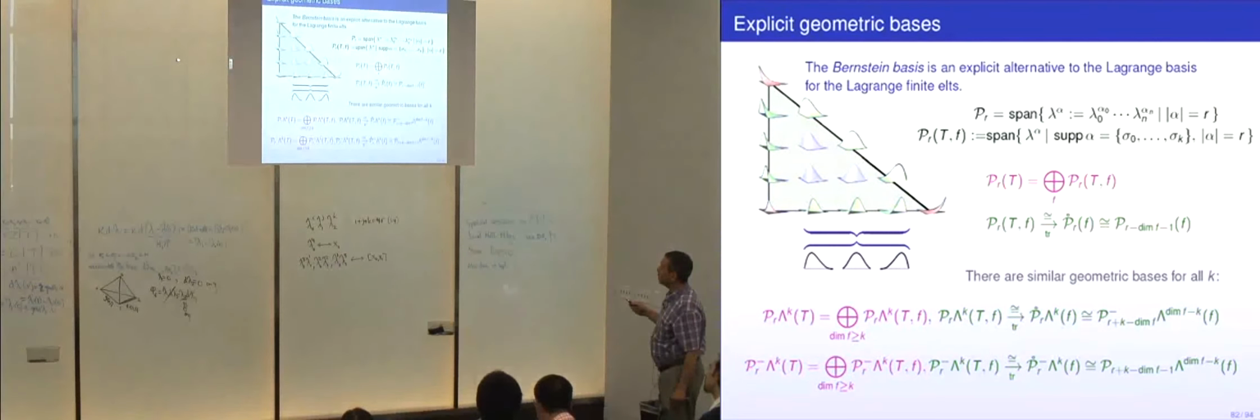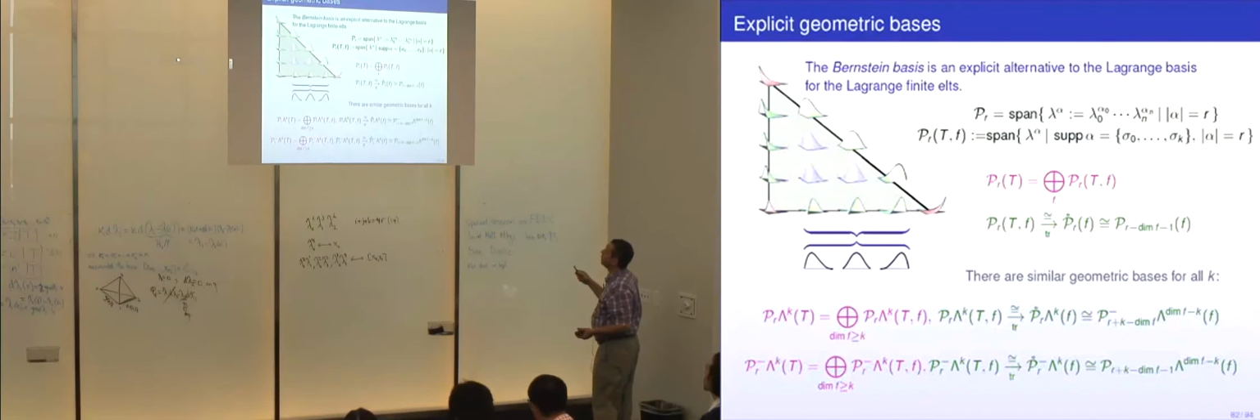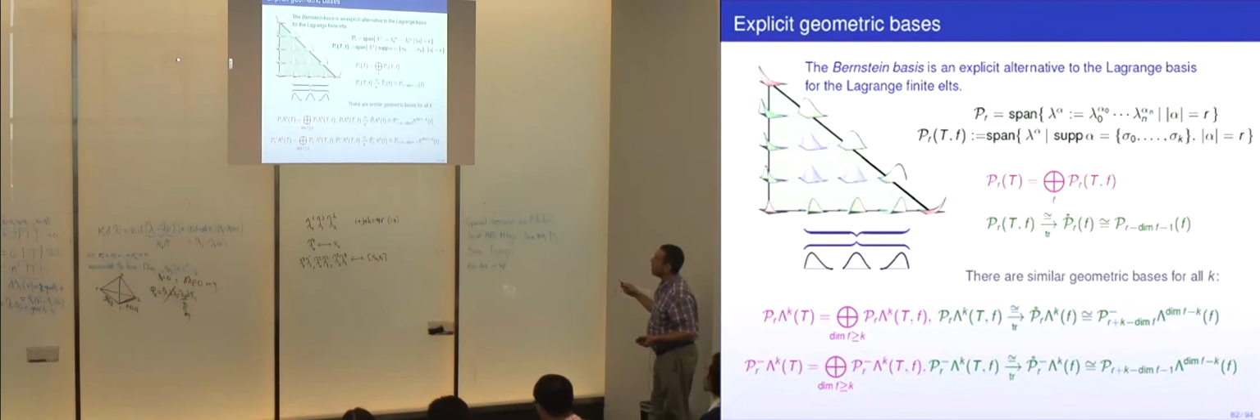The whole space of polynomials of degree r is the span of these monomials. I write it as lambda with a multi-index alpha, meaning lambda 0 to the alpha 0 through lambda n to the alpha n, where the multi-index has degree r. I can partition these into spaces P_r T, F, where F goes over the faces. Namely, if the support of alpha, the index set for which alpha i is not 0, is sigma 0 through sigma k, I associate this with the face F with vertices x sigma 0 through x sigma k.